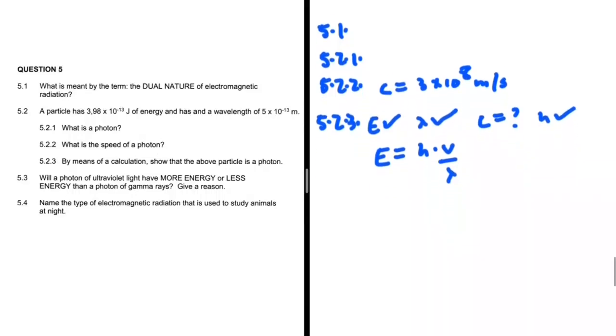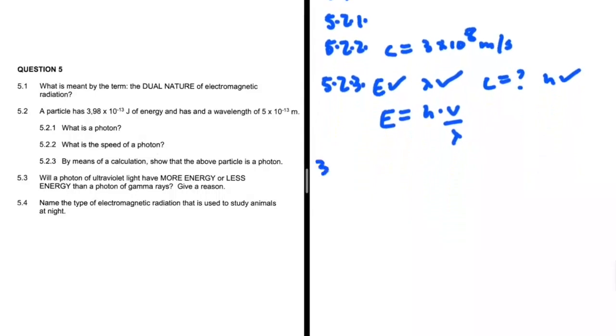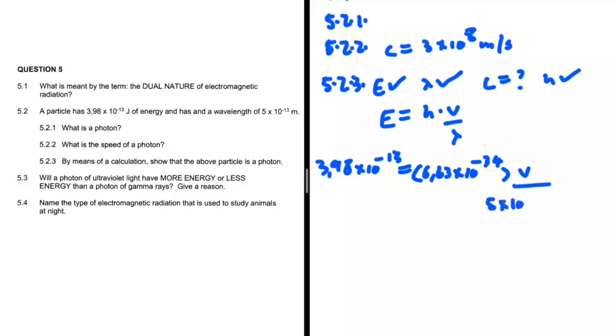The energy, we have 3.98 times 10 to the minus 13 joules. Planck's constant, that is 6.63 times 10 to the minus 34. And then we're interested in V divided by the wavelength. The wavelength is 5 times 10 to the minus 13 meters. So let's go ahead and divide both sides by Planck's constant.